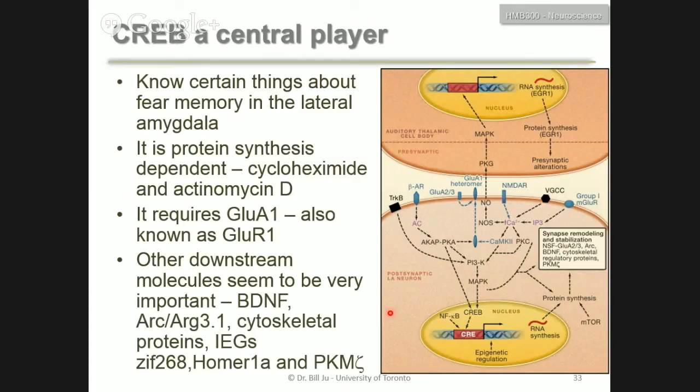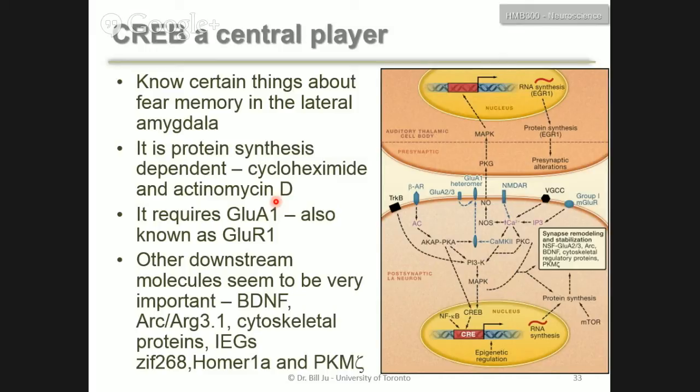So again, just as a review for you, CREB was one of those molecules that we looked at earlier on. So we know that within the lateral amygdala, the same types of things that we saw with learning and memory in the hippocampus also occur in the lateral amygdala. So you'd have to imagine that this is the neuron, the postsynaptic side of a neuron in the lateral amygdala. We know that this process too, just like with learning and memory in the hippocampus, is also protein synthesis dependent. You can block CREB expression, you can block the freezing. They won't learn to freeze with music by injecting cycloheximide or actinomycin D into the basolateral amygdala.